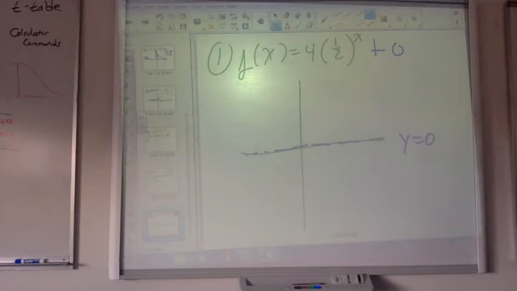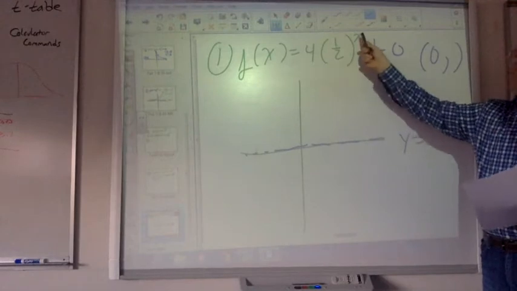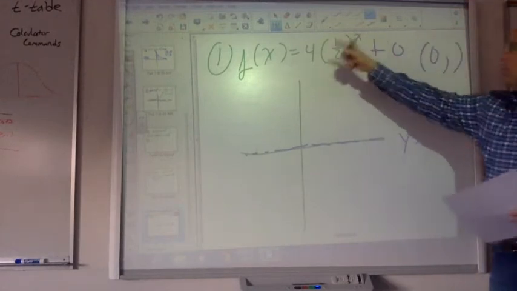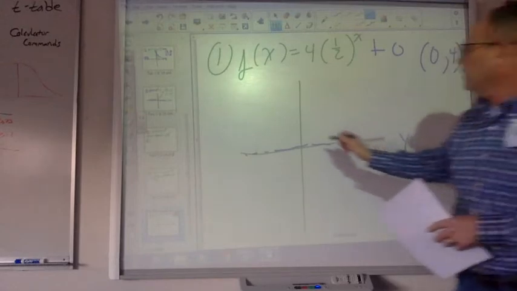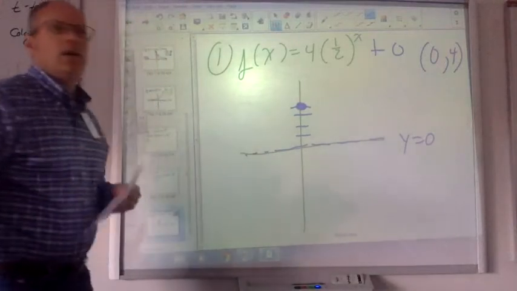I didn't answer that question yet. I didn't get the y-intercept. Watch, ready? So let's get the y-intercept. I'm going to plug 0 in. 1/2 raised to the 0 power is 1, yes? 1 times 4 is 4. There's your y-intercept right there. Okay?